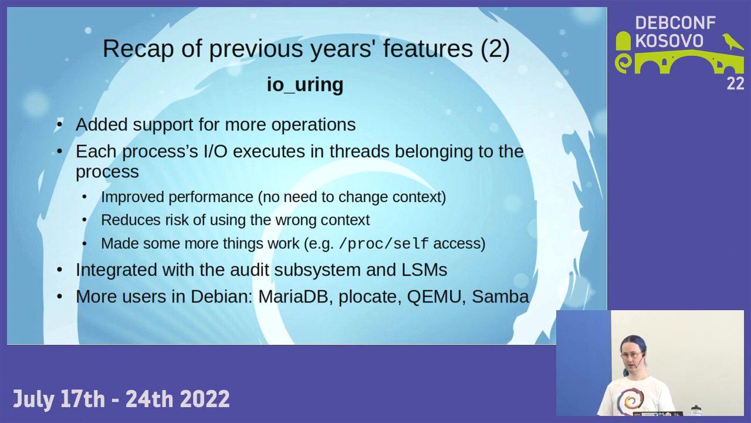The io_uring subsystem, which is the new way of doing asynchronous I/O on Linux, has added support for more operations. So I think pretty much any I/O you want to do can be submitted through io_uring now. The worker threads that are used to implement that now run within the context of the process that scheduled the I/O, whereas previously there was a shared pool of worker threads which needed to change context. So that improved performance a little bit.